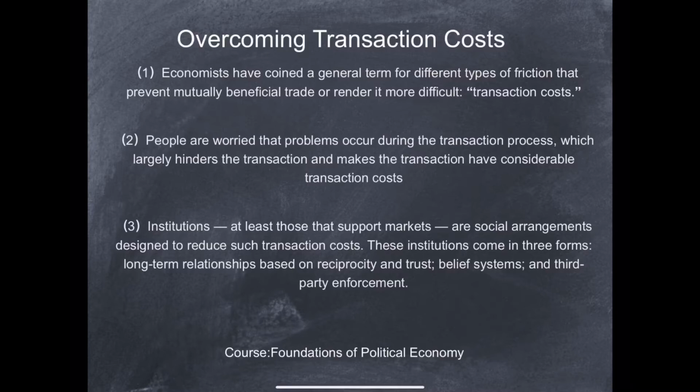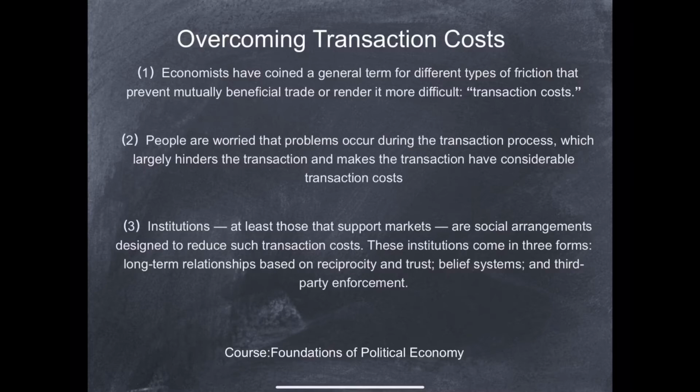But people are worried that problems occur during a transaction process, which largely hinders the transaction and makes it have a considerable transaction cost. That's the second point. The third point is that institutions come in three forms.